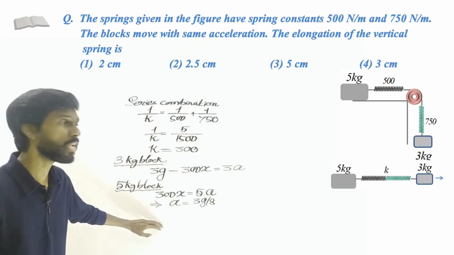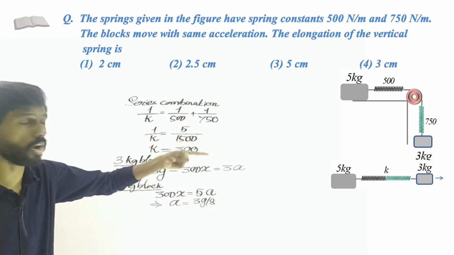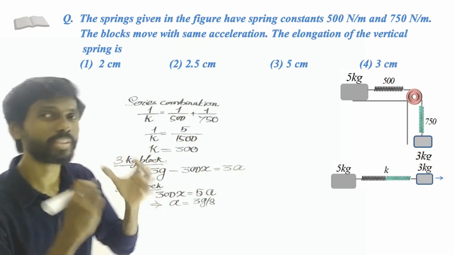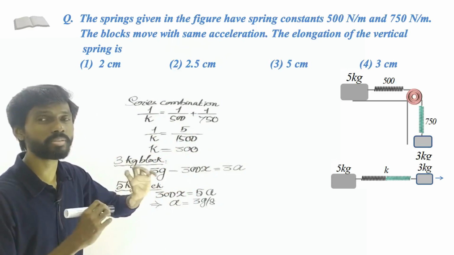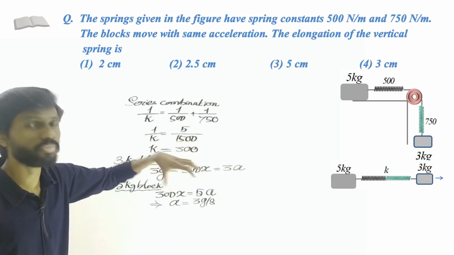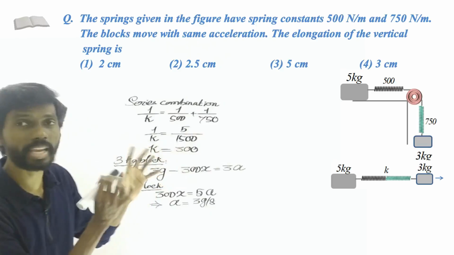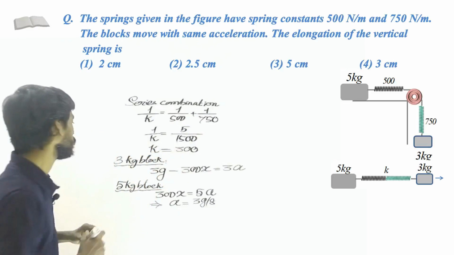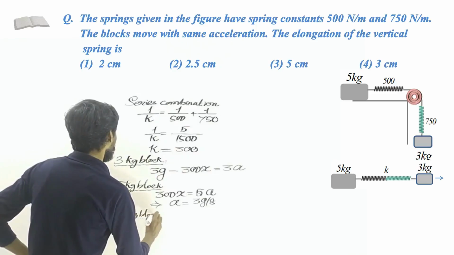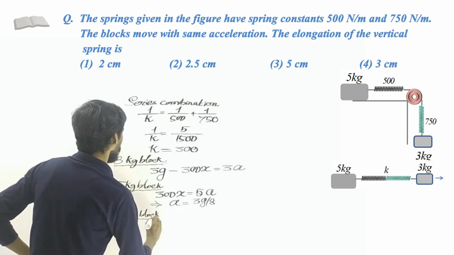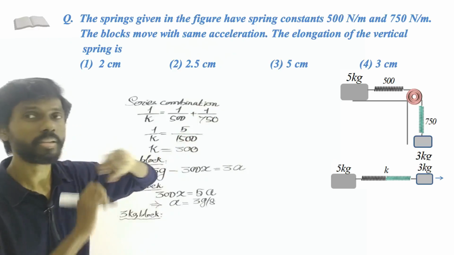Done, acceleration. Now we have to find the elongation of that vertical spring, that means with spring constant 750. Now for that 3 kg block we have to do it separately. Let us take the first case only, before we combine these two springs. What are the forces acting on the 3 kg block when we consider these two springs to be separate?